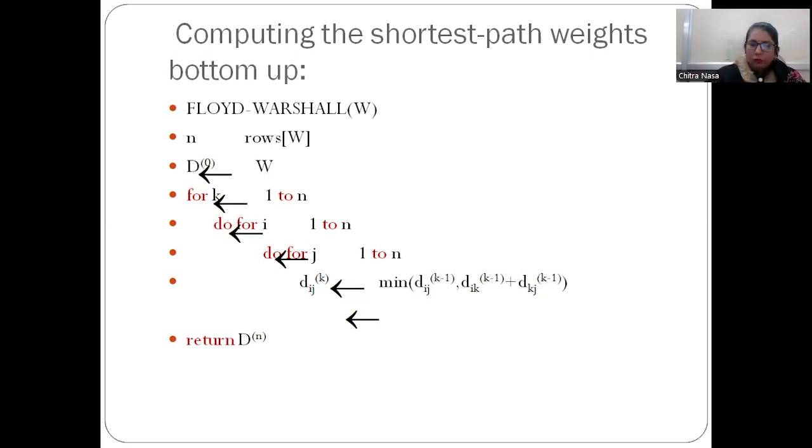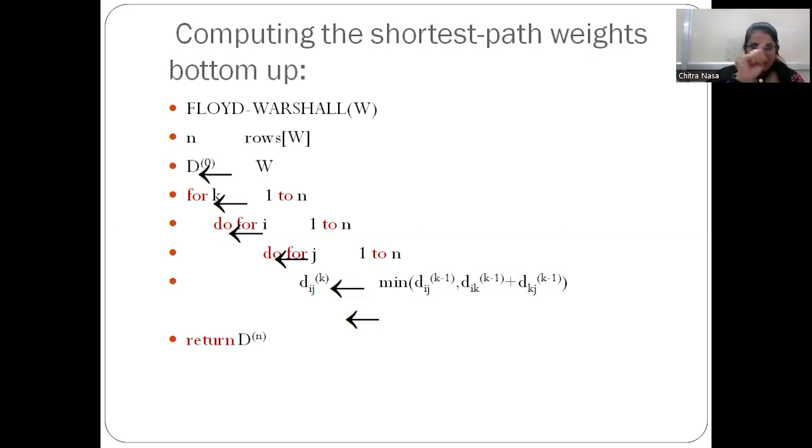We will see which one will be minimum. We will store that value in ij, and we will return the Dn matrix. For example, if we have five vertices, then we need to form D1, D2, D3, D4, D5 matrices. If we have three vertices, we have to form D1, D2, D3 matrices here.